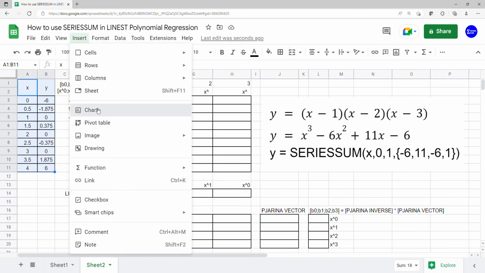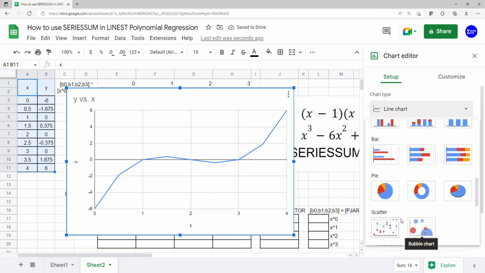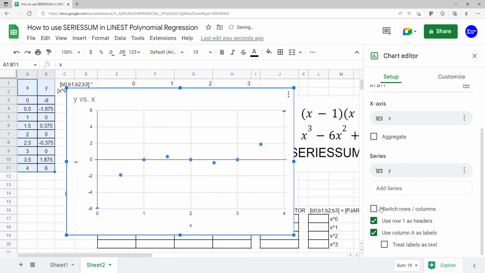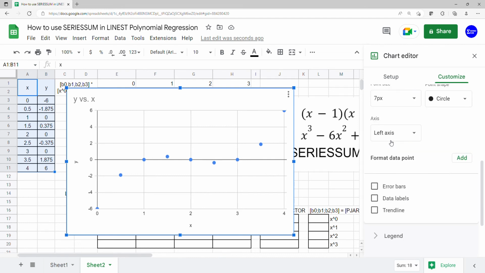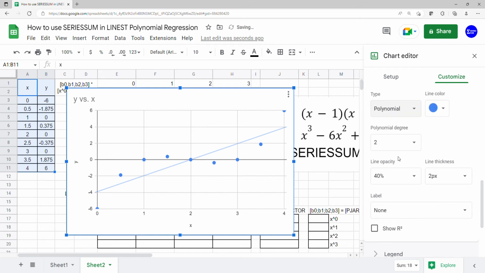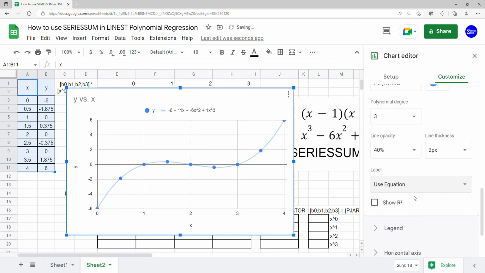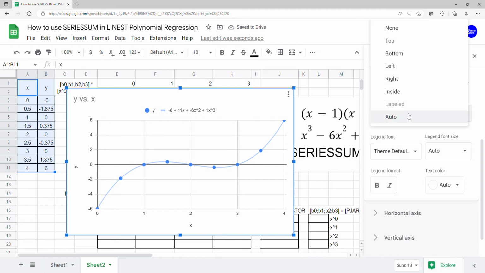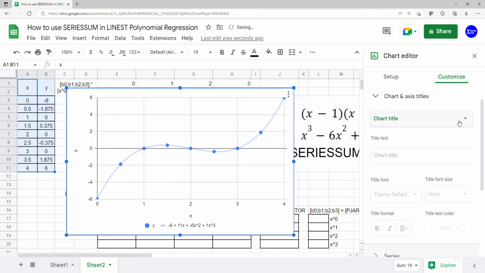Insert chart. And we use scatter chart. Row 1 is header, column A is label. When we show the series, show the trend line. The type, polynomial. The degree, we are limited to x cubed, so degree 3. For the label, use the equation. For the legend, position at the bottom. We don't need a title because we need the space. We already have the label.